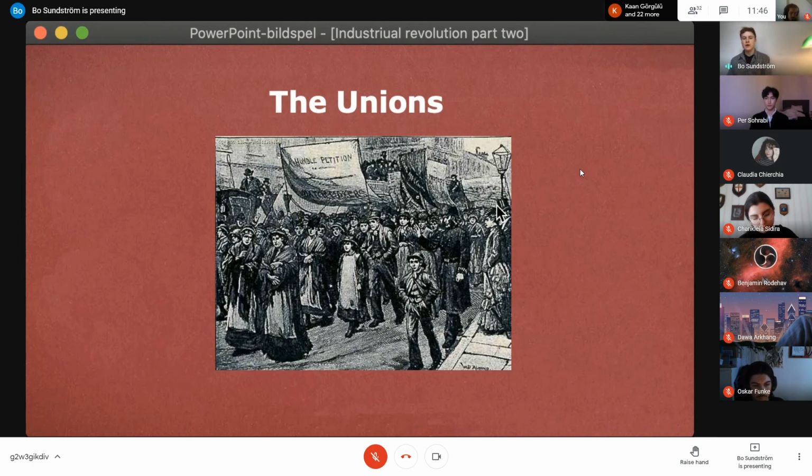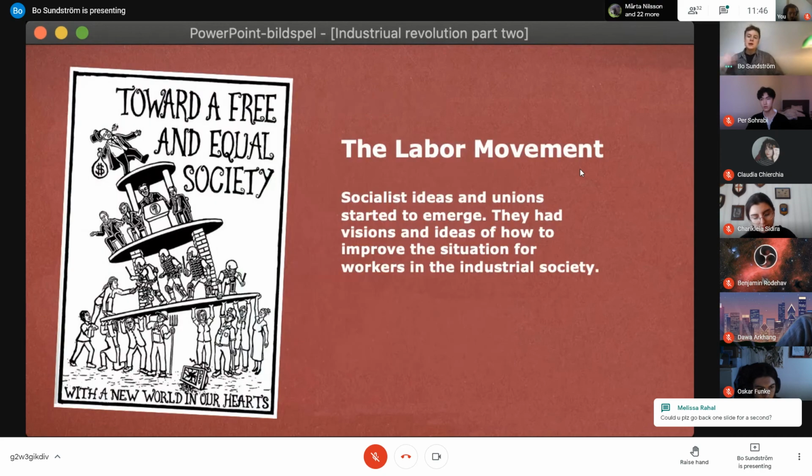In some countries, unions fought for minimum wages. In Sweden, we fought for an agreement between the workers and the employees.